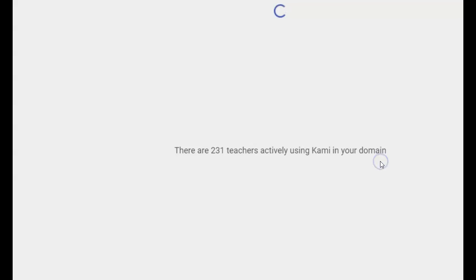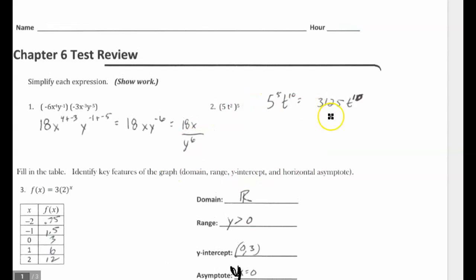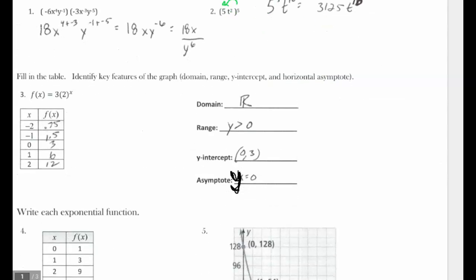Here's our test review answers. Probably a little more important. Show your work on these. Common mistake right here. This is 5 to the 5th power. 5 to the 5th, not 5 times 5. Big difference. Down here, your asymptote, this is something people are doing wrong. So when I rush and make a key, I almost did it wrong. Y equals 0.